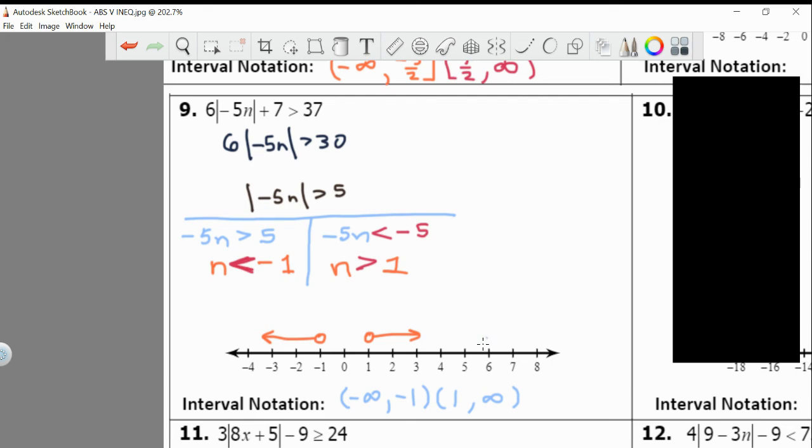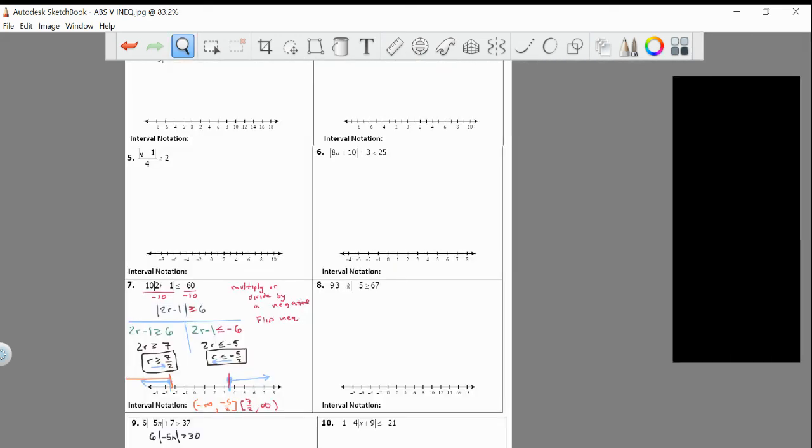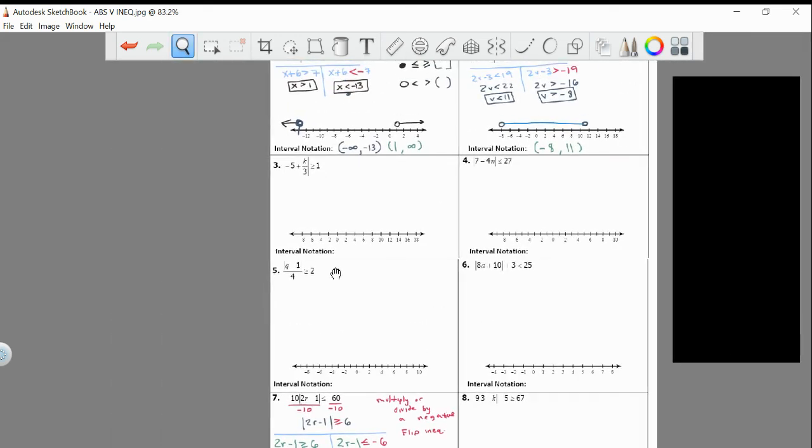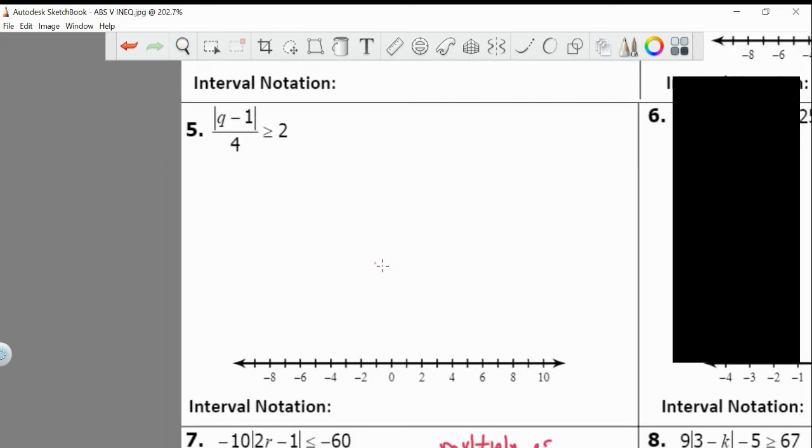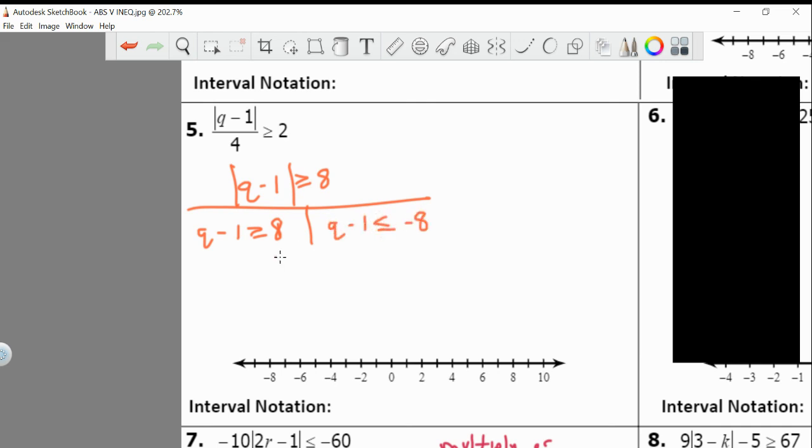Okay. Now, the real kind of life hack here, okay, to give you guys a little life hack, I'm going to do number 5 super, super fast. Maybe skip some of the work. I'm going to multiply by 4. That would be q minus 1 greater than or equal to 8. I'm going to split it up into 2 parts. I'm going to get q minus 1 greater than or equal to 8. Then I'm going to get q minus 1, flip it, set up like that. I'm going to add 1, q greater than or equal to 9. I'm going to add 1, q less than or equal to negative 7.